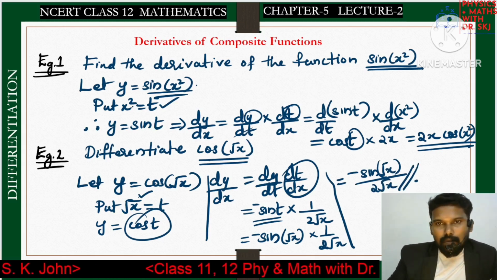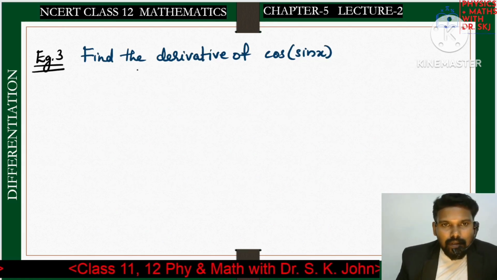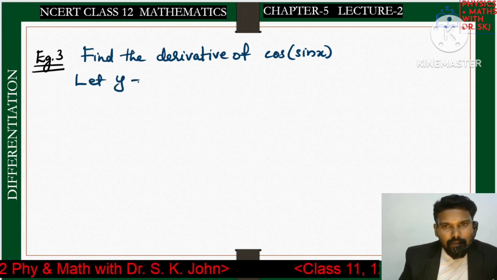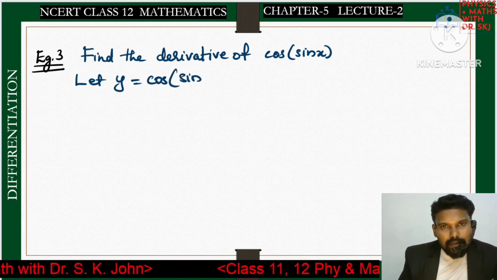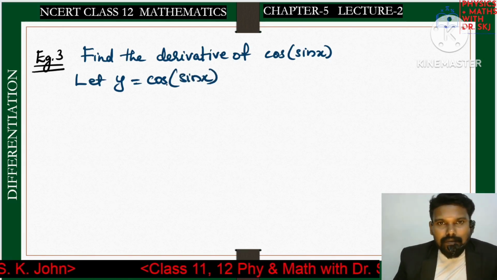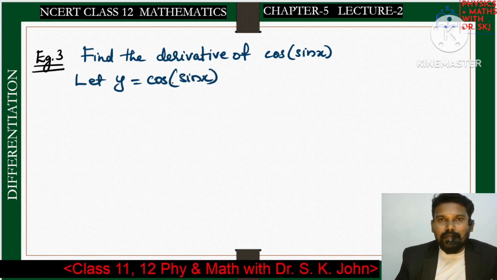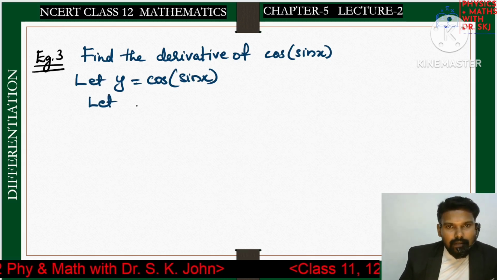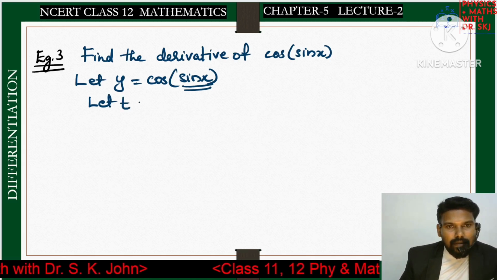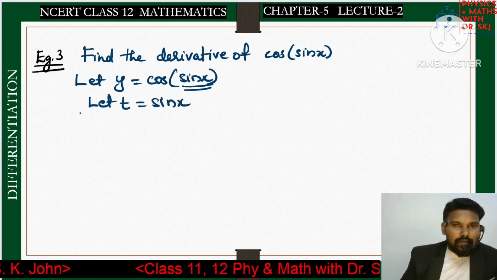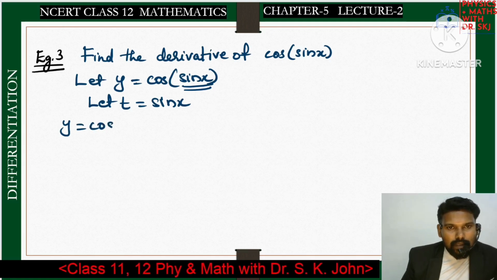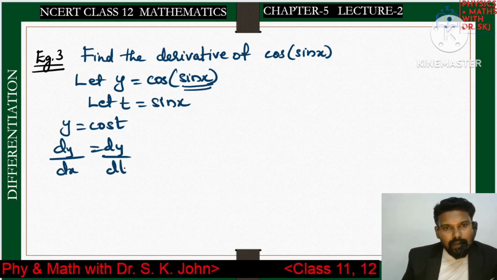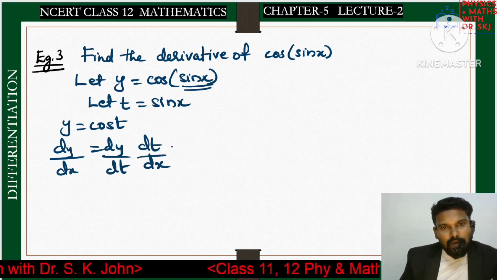Now coming to the last example. Find the derivative of cos of sin x. Let this function be y, cos of sin x. We know that this is a composite function of cos x and sin x. So let the quantity inside the bracket be t. Therefore, y is cos of t. Now what is dy by dx? It is dy by dt times dt by dx. So what is dy by dt?